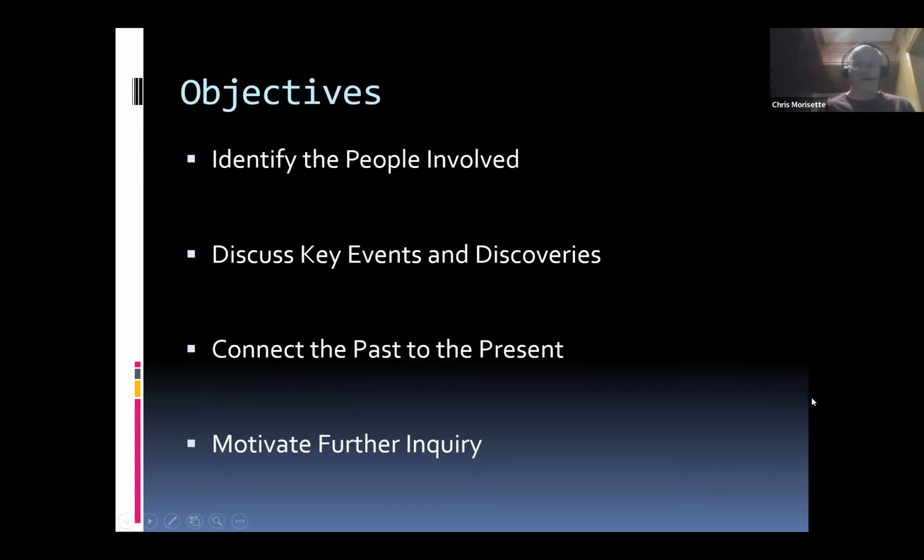So a little bit about our objectives. So what I want to do with this presentation is identify the main characters involved in the history of astronomy. I want to discuss key events and discoveries that these individuals made that put us on a path to where we're at today. Ultimately, what I want to do is connect the past to the present.